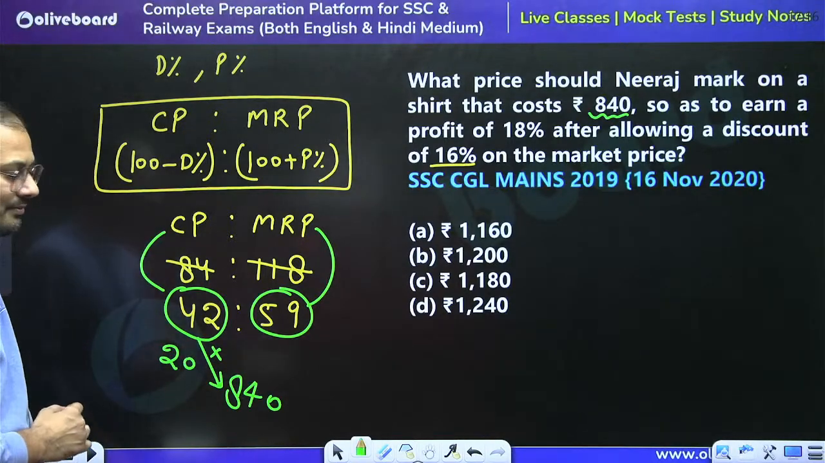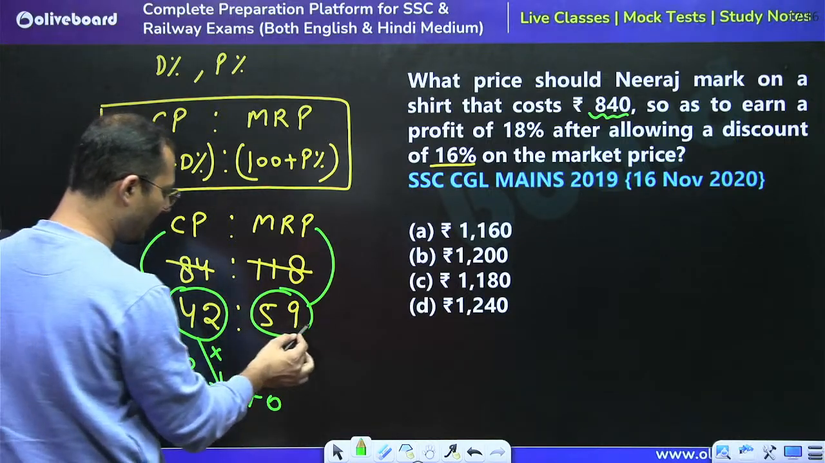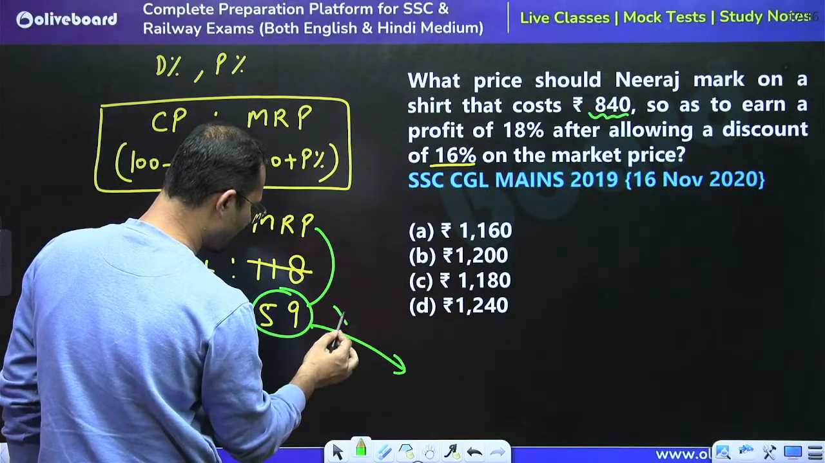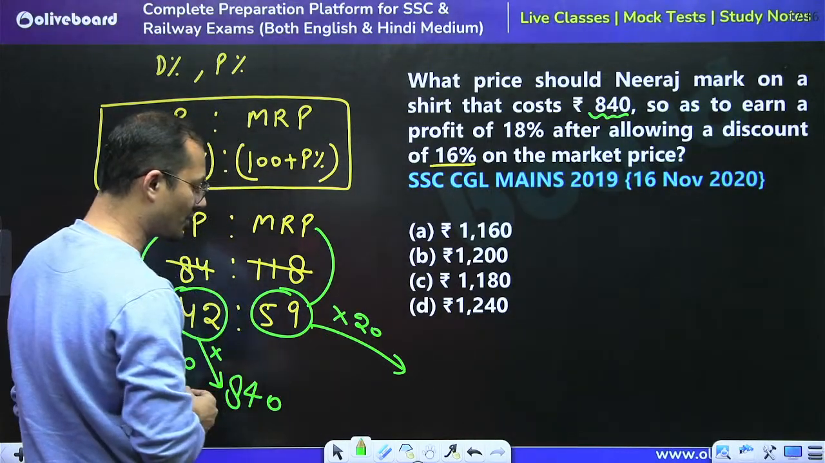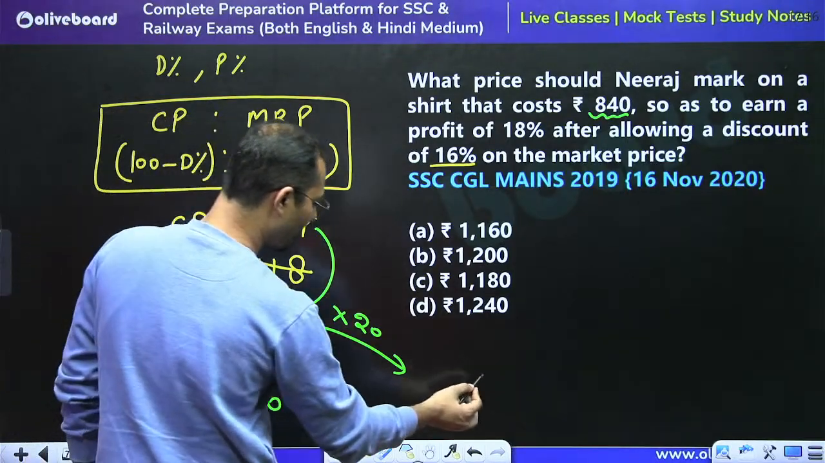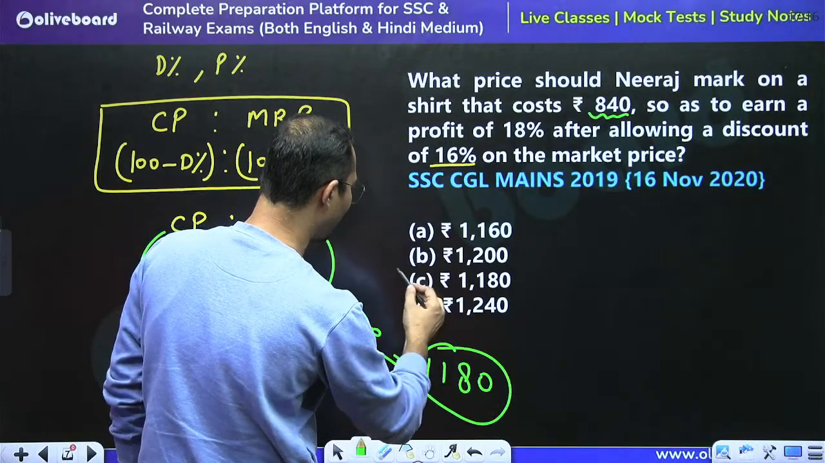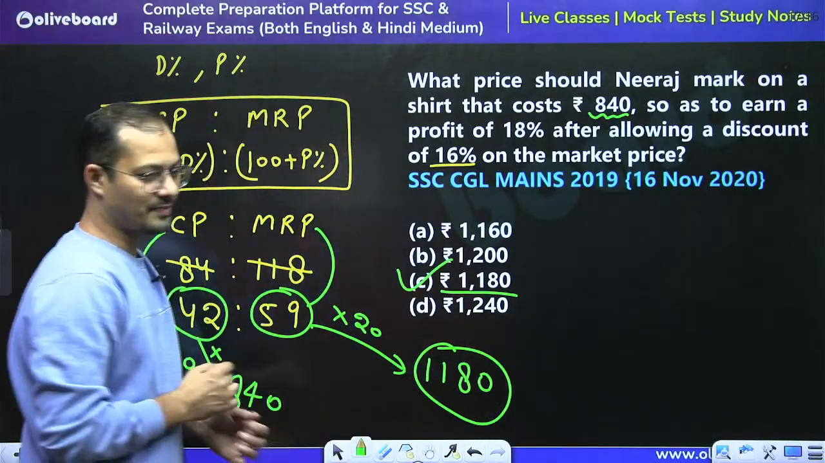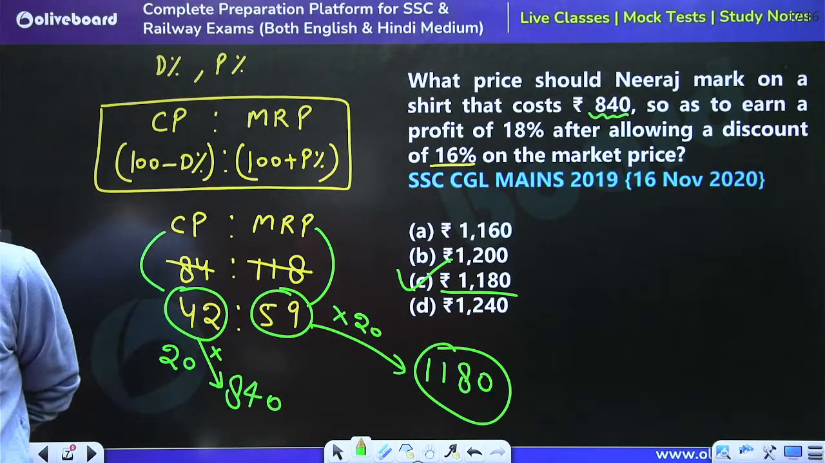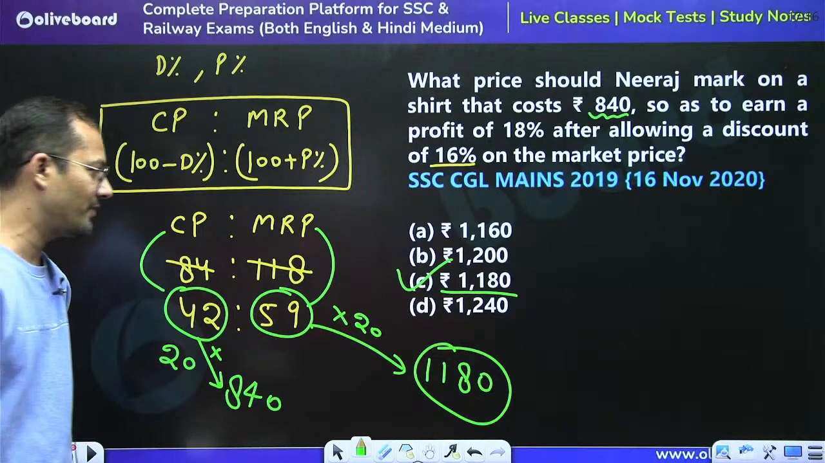So 42 is equal to 840, which is 20 times. So the MRP is also 20 times. So 59 into 20: 0, 8 carry 1, so 1180 is the right answer. Option C, Chennai Express, is the right answer. Yes, Ankita, you are absolutely correct. Very good.